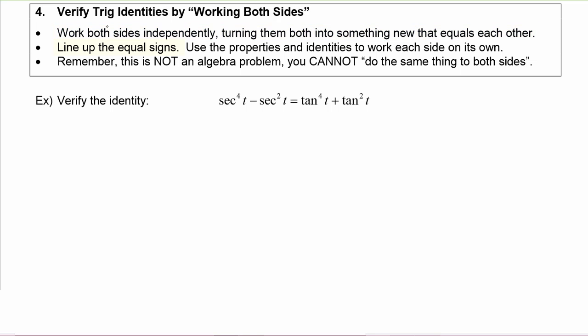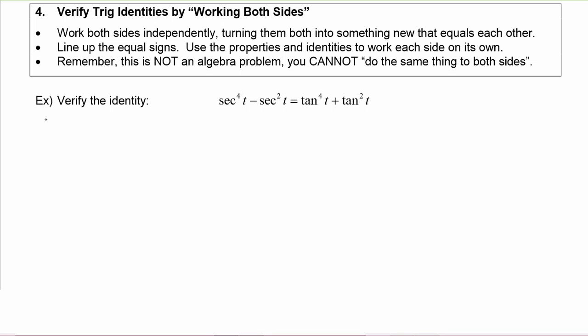As before, you will line up the equal signs, and then you will use the properties and identities to work each side on its own. And remember, this is not an algebra problem, so you cannot do the same thing to both sides. You have to work each side independently. It's just that both sides will turn into the same thing, and then you'll know that you've proven the identity.